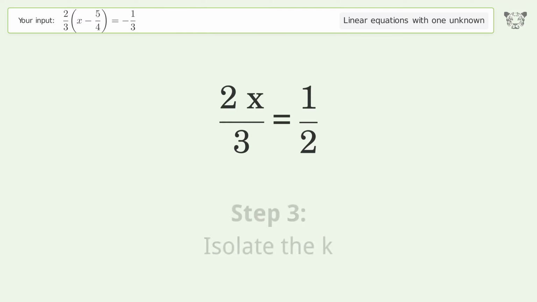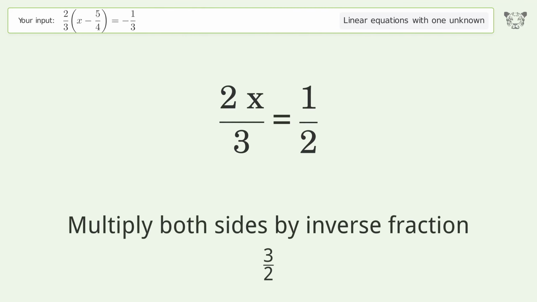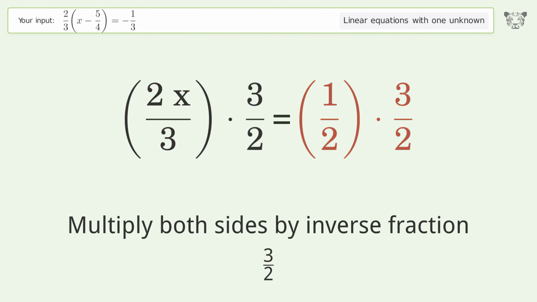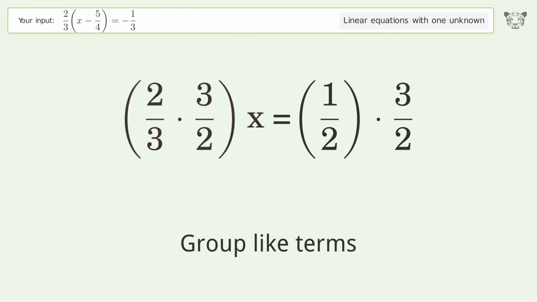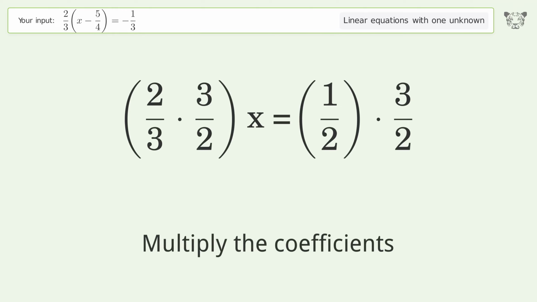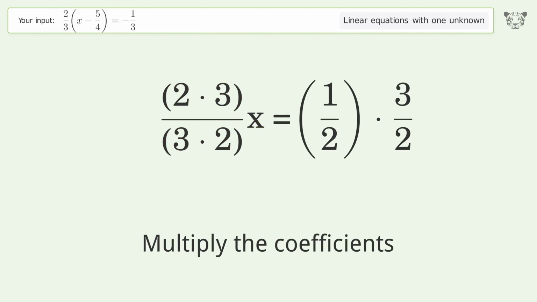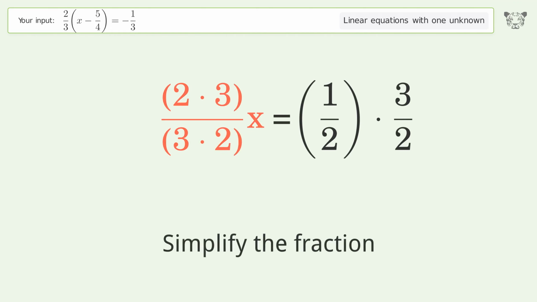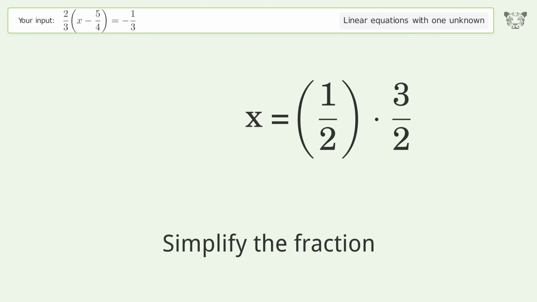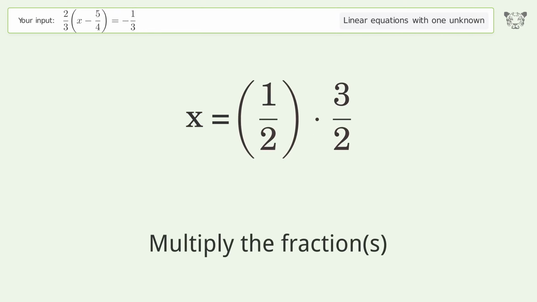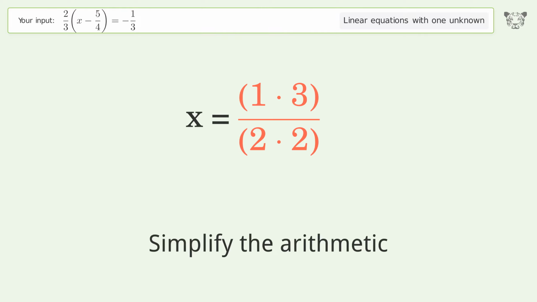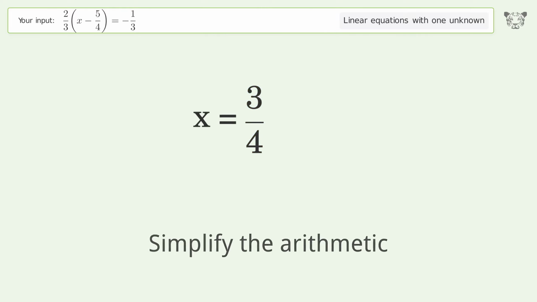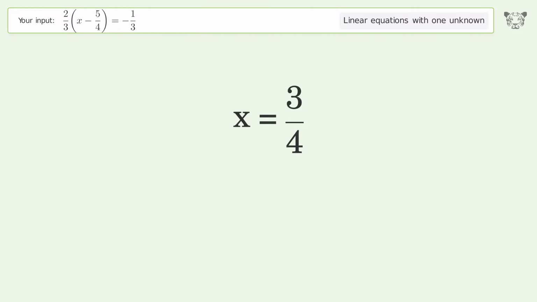Isolate the k. Multiply both sides by inverse fraction 3/2. Group like terms. Multiply the coefficients. Simplify the fraction. Multiply the fractions. Simplify the arithmetic. And so the final result is x equals 3/4.